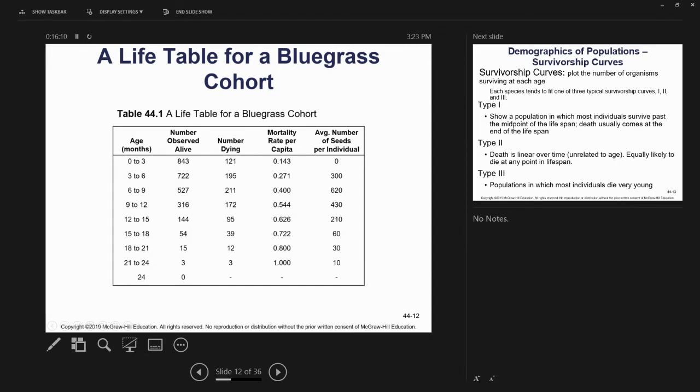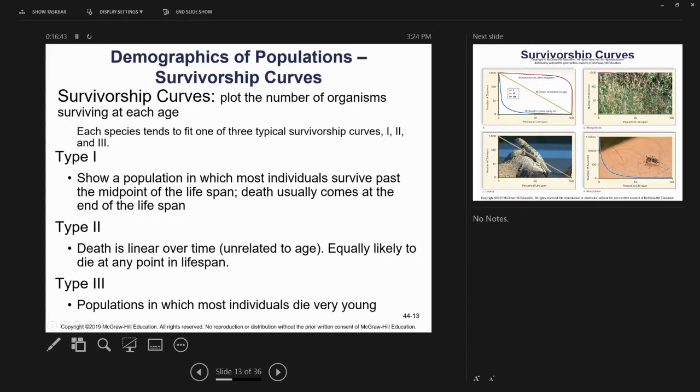As we get older, more die. How many are alive from our original total number? Well, fewer are alive every time more die, decreasing over time. So we see our mortality rate here initially increases, then continues to increase per capita till all of them are dead. None live to be 24 months. And then the number of seeds they reproduce. Looking at this data, we could analyze this and figure out what's going to happen to this population over time, or to any population. This is showing us a trend.